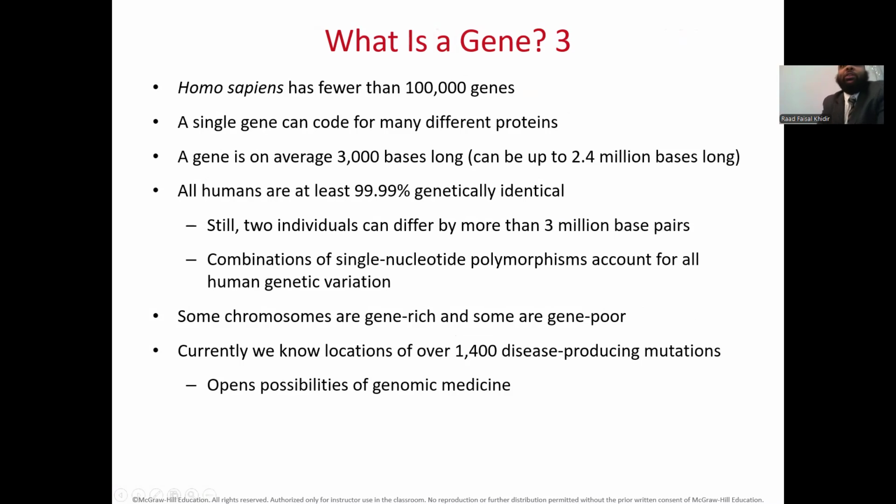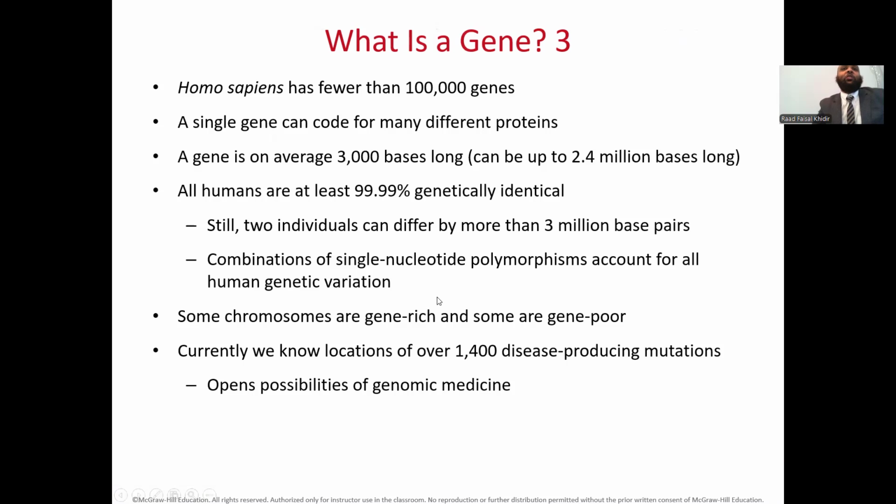So a single gene can code for many different proteins. A gene on average is about 3,000 bases long. And all humans are 99.99% similar. The difference we have is about 0.01%. That's the only difference in DNA, so our DNA is pretty identical. Two individuals can differ by more than 3 million base pairs, so that 0.01% can come out to about 3 million base pairs.